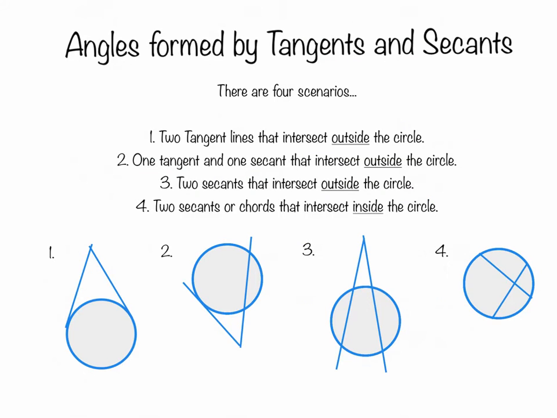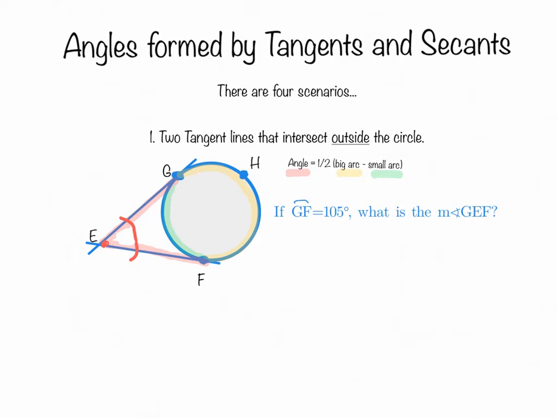We have 4 scenarios when tangents and secants intersect. 3 of them are outside the circle and 1 on the inside of the circle. So let's go to the next page and do a sample. All right, so when we have 2 tangents and a circle that's divided into 2 arcs, it tells us that arc GF, so I go straight from G, the fastest way to get to F, is 105. And then we want to find the measure of angle GEF.